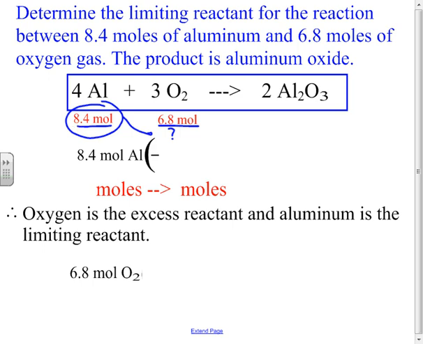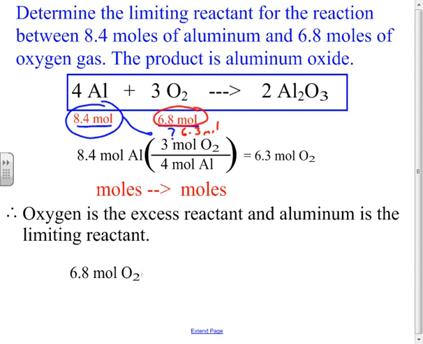So 8.4 moles of aluminum multiplied by that 3-to-4 oxygen to aluminum ratio, and we get 6.3 moles of oxygen. So for 8.4 moles of aluminum, I need 6.3 moles of oxygen. Since I have 6.8, that is more than needed. Therefore, the oxygen is the excess and the aluminum is the limiting reactant.